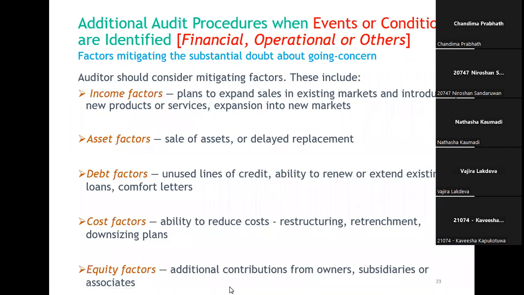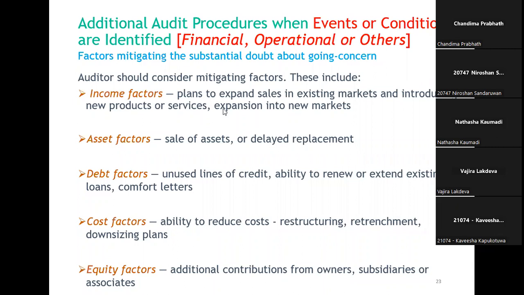Factors mitigating the substantial doubt about the going concern. Now, events or conditions identified which may cause significant doubt on the assessment of going concern. These are the additional audit procedures when events or conditions are identified. If it's a very profitable entity expecting to earn good profit, and even after the year end they have earned profit, the auditor will not go to this extent. These procedures will be performed if events or conditions have been identified which may cause significant doubt on the entity's ability to continue as a going concern. This may be the case when it comes to the Sri Lankan Airlines audit.